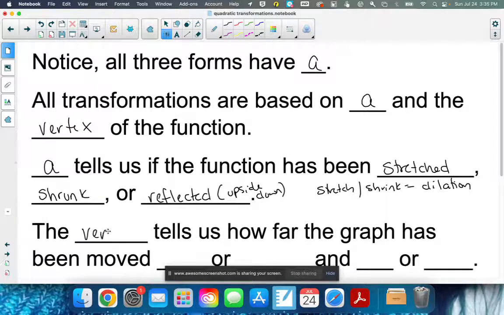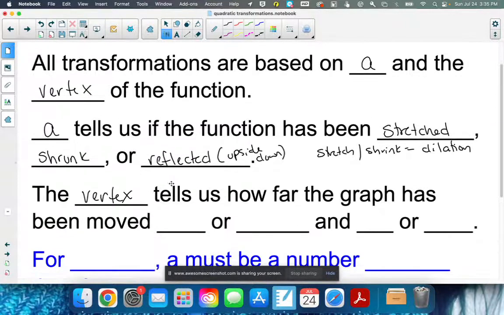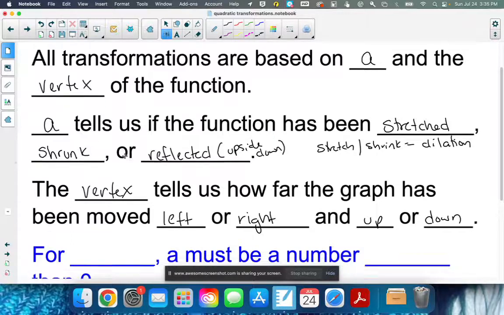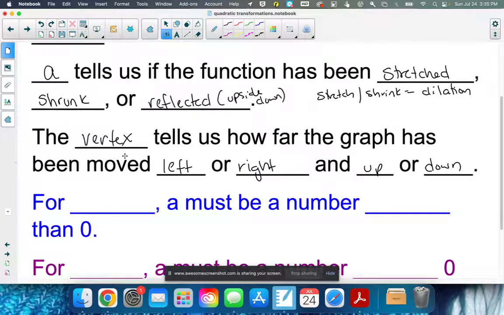Okay, the vertex, which in a parent function is at (0, 0), tells us how far the graph has been moved, left or right, and up or down. Again, there are three transformations that a can take care of, and there's a way to recognize each one.